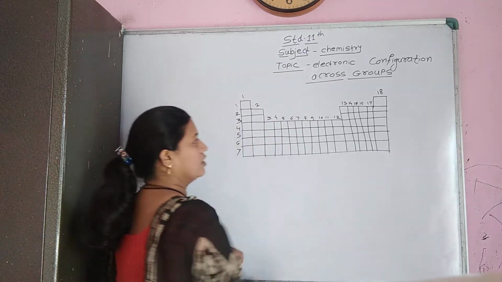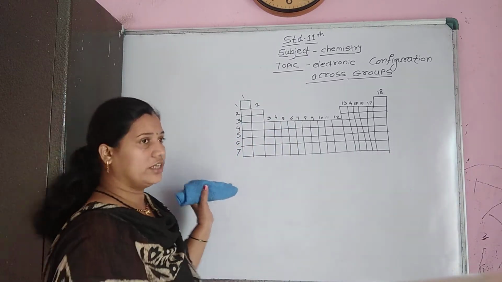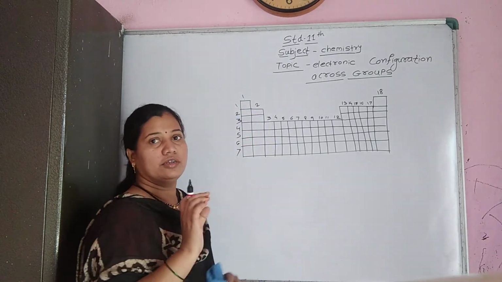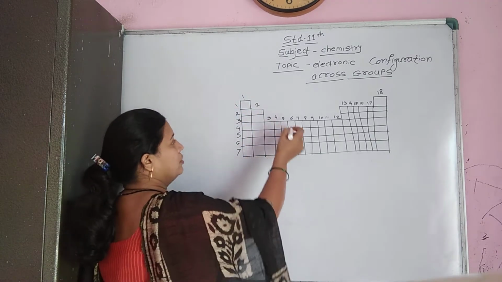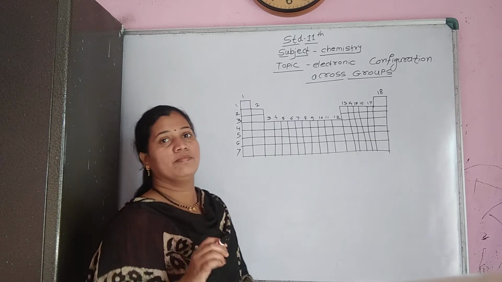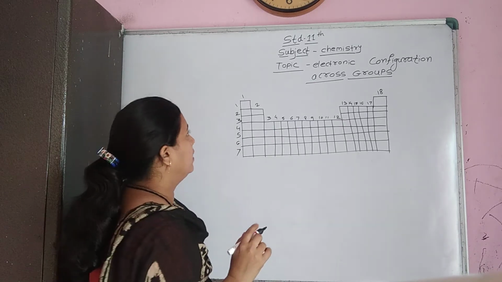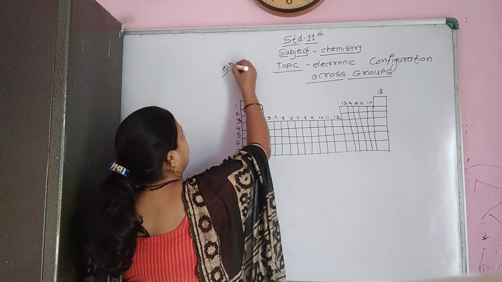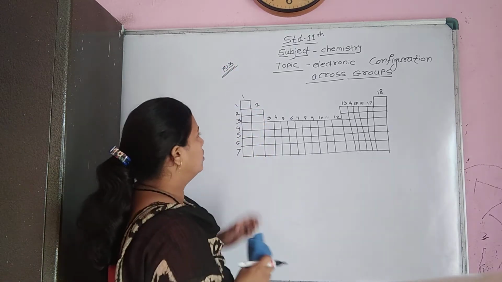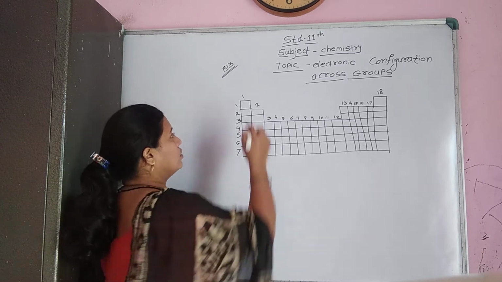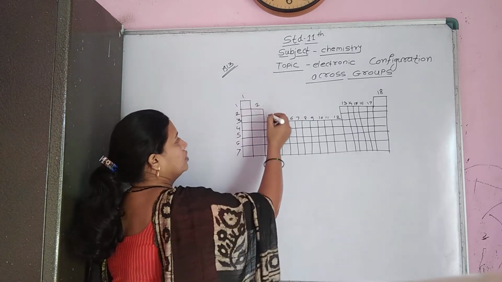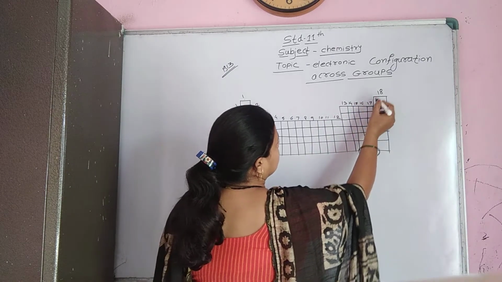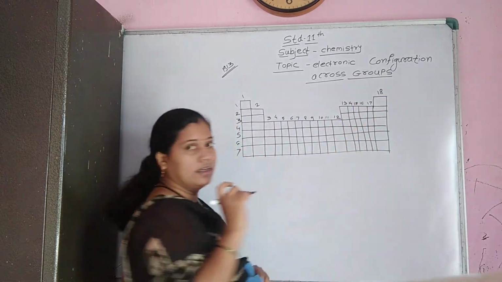So now listen. Today we see the electronic configuration across the groups. We know that the modern periodic table is the new version of the periodic table, given by Henry Moseley in 1913. In the modern periodic table there are a total of 18 groups: 1, 2, 3, 4, 5, 6, 7, 8, 9, 10, 11, 12, 13, 14, 15, 16, 17, and finally 18.